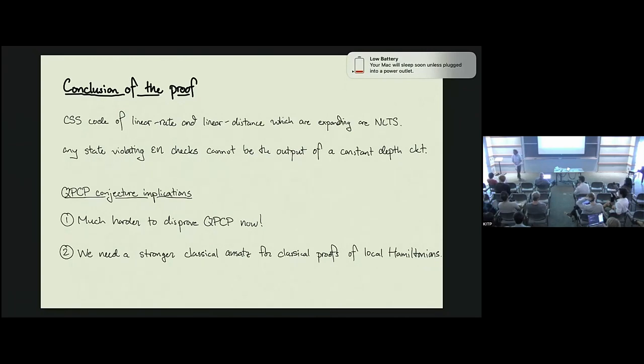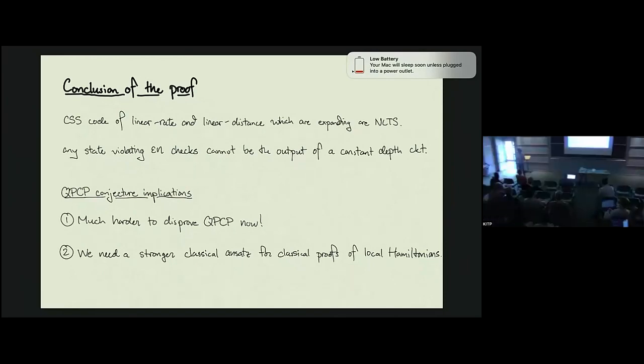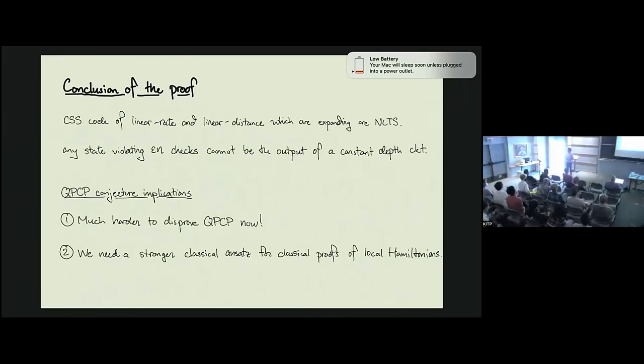Yes? If I get access to interaction instead of just a single proof, does that change the story significantly, or is it still true that interactively I can't get some sort of... With classical interaction?